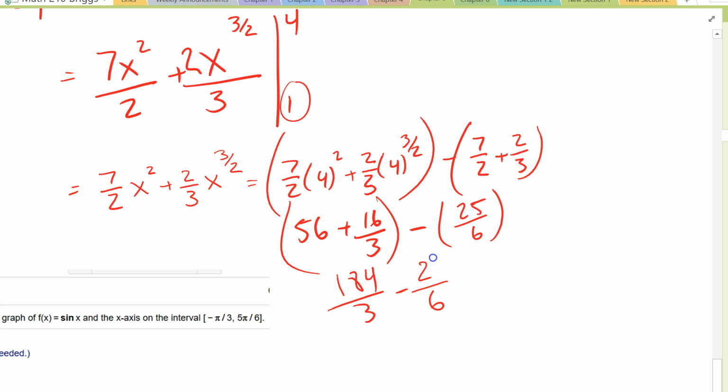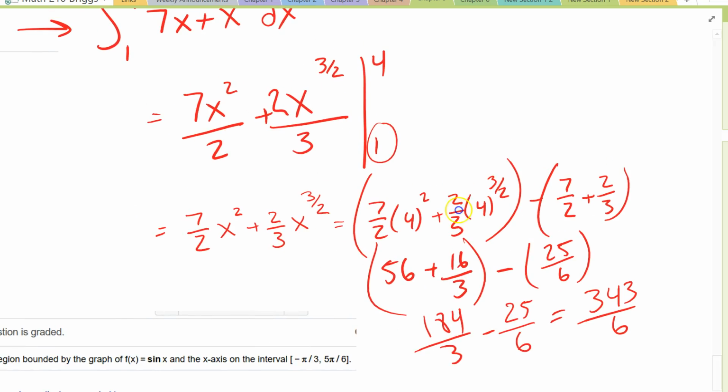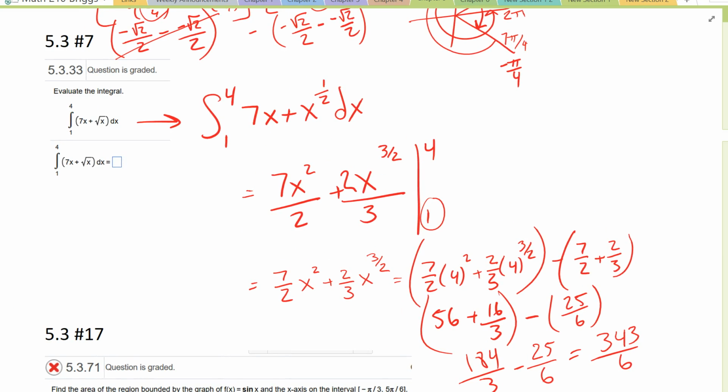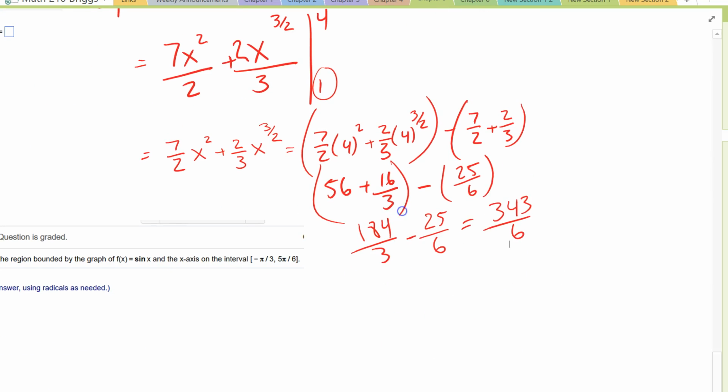Oops, 25 over 6. Plug it on your calculator, we get 343 over 6. So that would be our answer there. A little tedious, but hopefully using your calculator, just be very careful with your order of operations and how you go about doing things. You want to subtract this. But if you drop your parentheses, a lot of times students miss this negative.